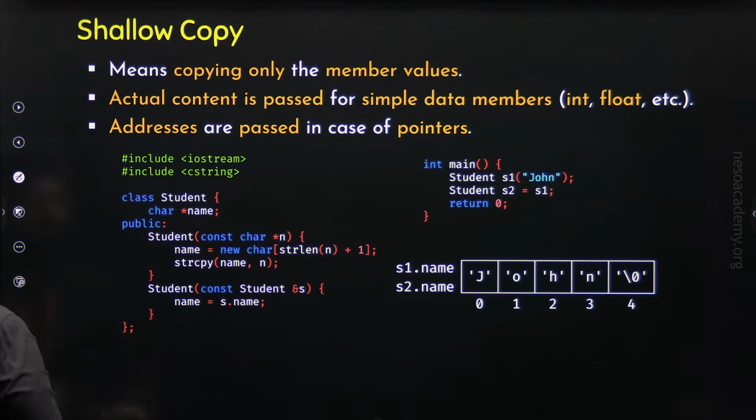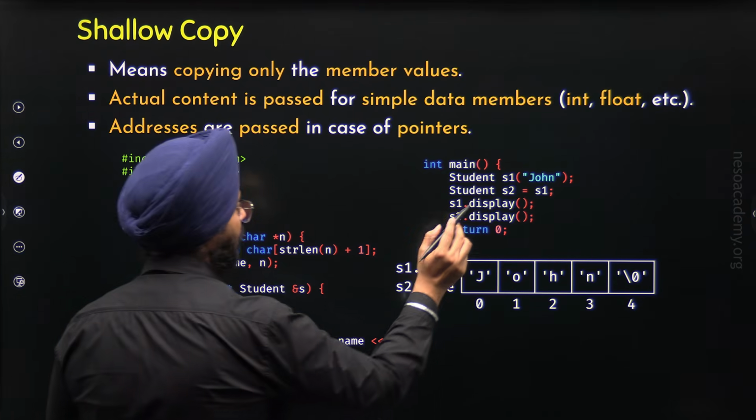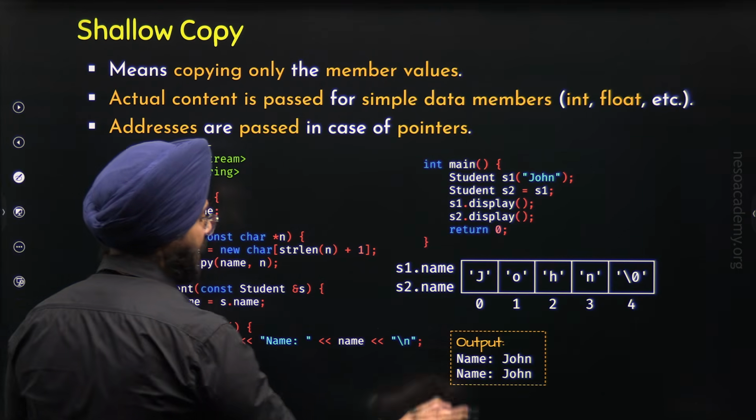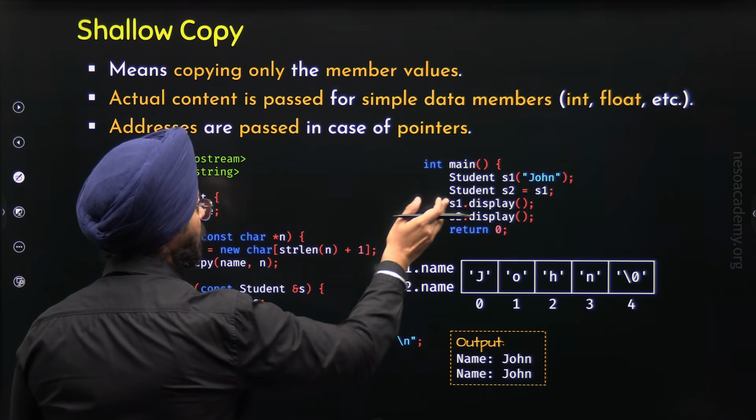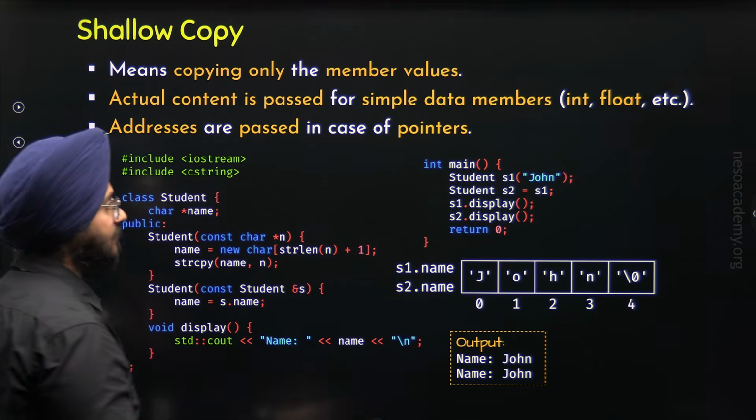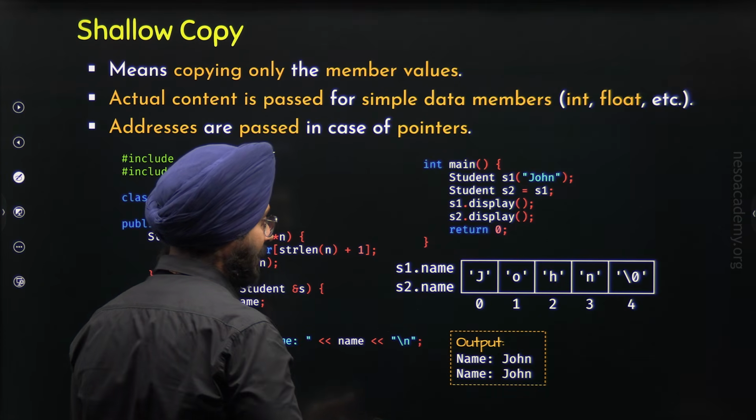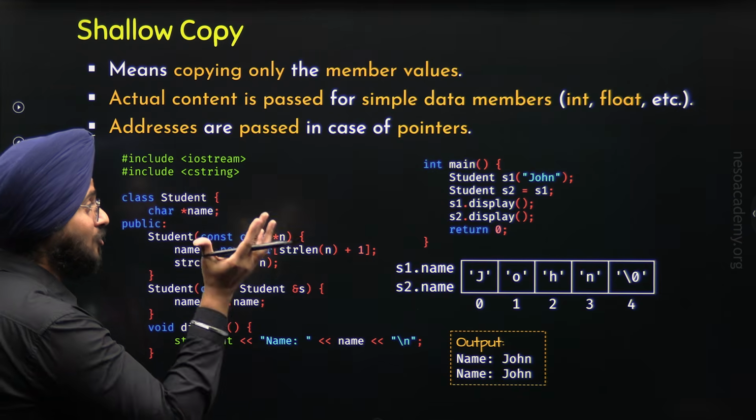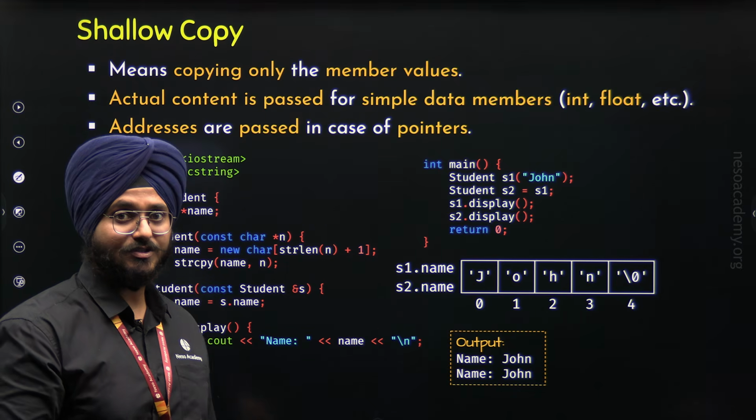Now let's define the display function to display name on the screen. Let's call the display function via S1 and S2. We know we will get the output, name John twice. And this is because of these two objects, S1 and S2. It seems like we have successfully created the copy of S1 as S2. But it is not true. We have not created the true copy of S1. You will get to know about this in a moment.